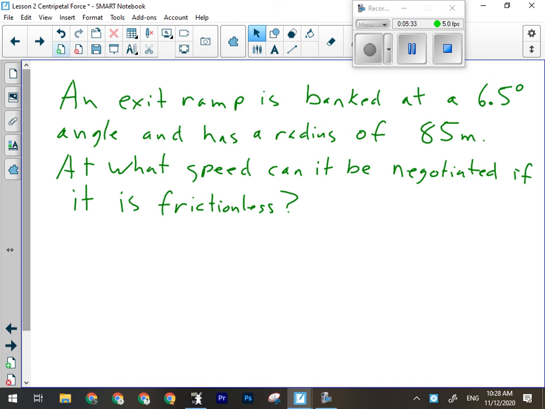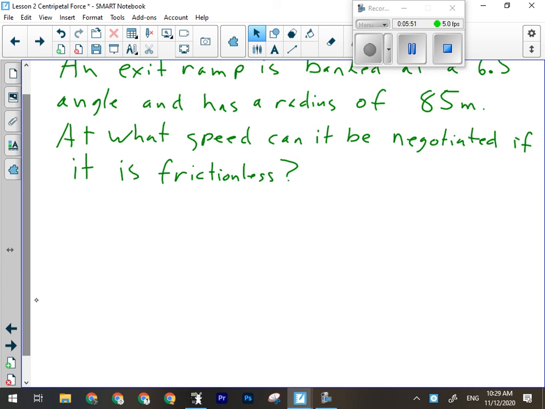What things affect a banked curve? Speed, radius, and angle of bank. Those are the three things. Remember, our banked curve formula looks like this: tan of theta equals v squared over r times g. All curves, banked or unbanked, are dependent on speed, for the angle of bank anyway. The angle of bank is dependent on speed, radius, and gravity.